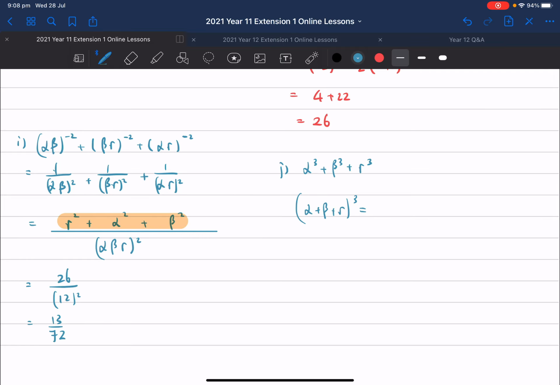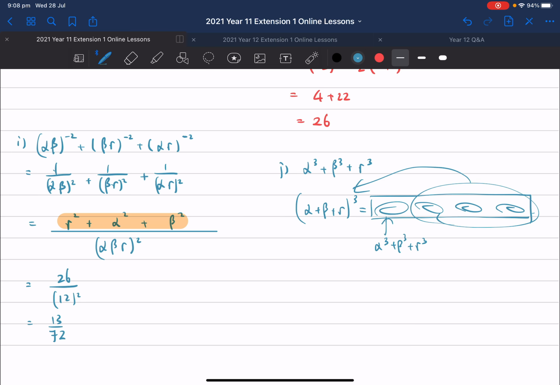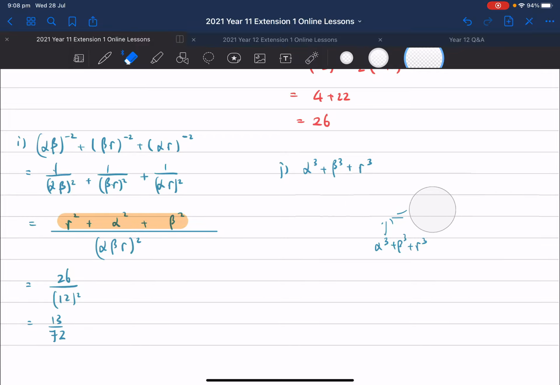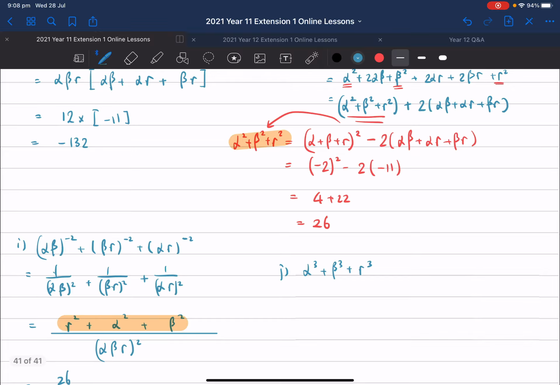Okay, so they want to expand that, and hopefully the terms inside contain alpha cubed plus beta cubed plus gamma cubed, and somehow they can move something to the left-hand side and complete the proof like what we did before. Unfortunately, the question is designed so that this is not going to work that well. So that's definitely not the way to do this question with power 3.